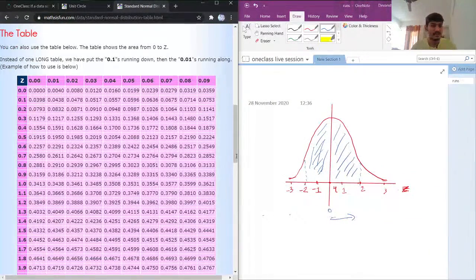This is the standard deviation, and we need to find it for 2.00. This part refers to the first decimal place, and this horizontal row represents the second decimal. So here we need to find for 2.